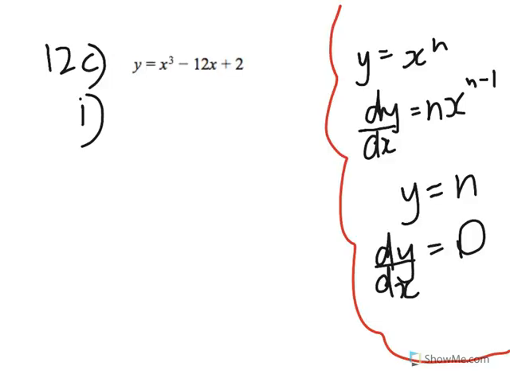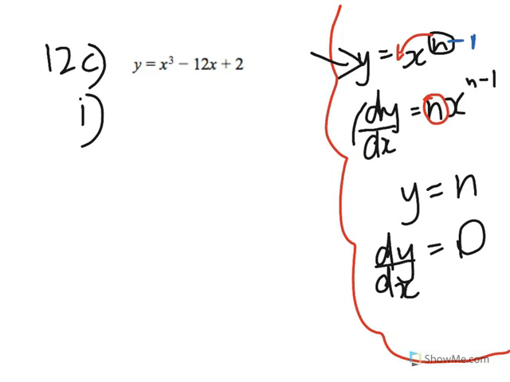Well, in question 12C1, you're being asked to find dy over dx of the curve. Now, before we do this, I want you guys to look at this note over here. When you have y is equal to x to the power of n, the differentiation of y with respect to x, dy over dx, is equal to: you basically take this number over here, bring it down here, multiply it by x, so nx, times, and then this power gets subtracted by 1, so it's n minus 1.